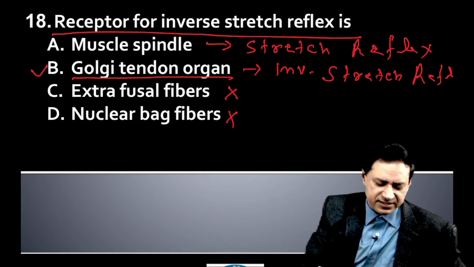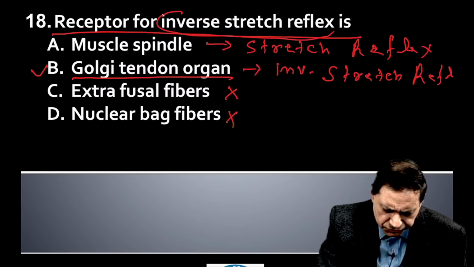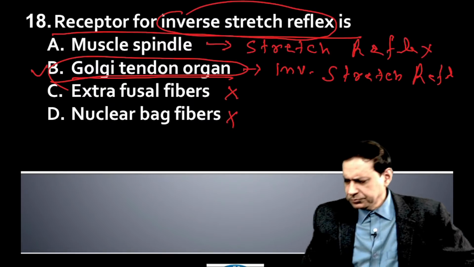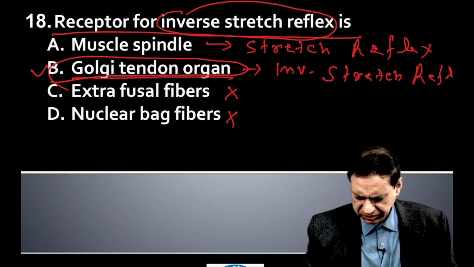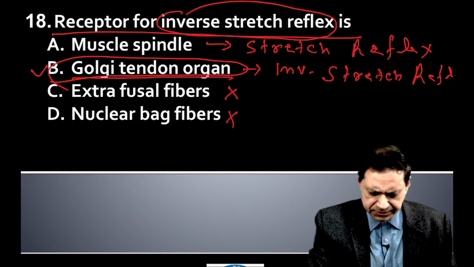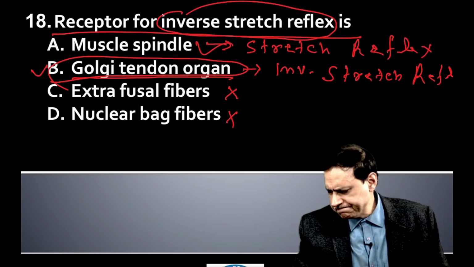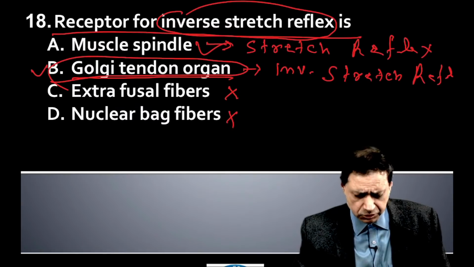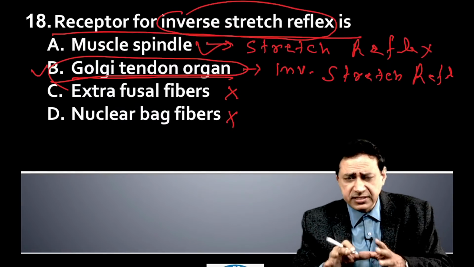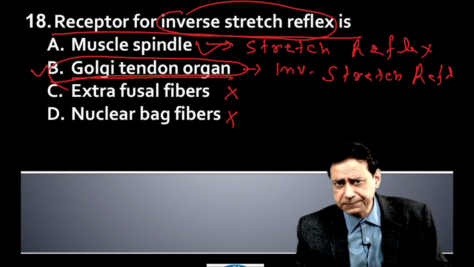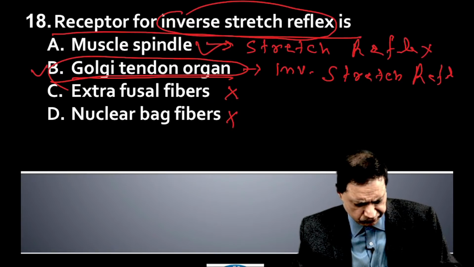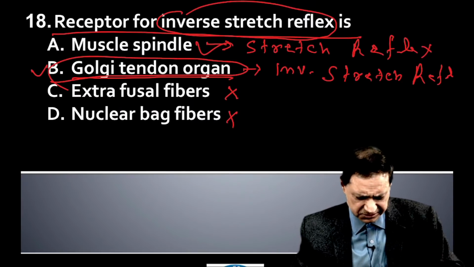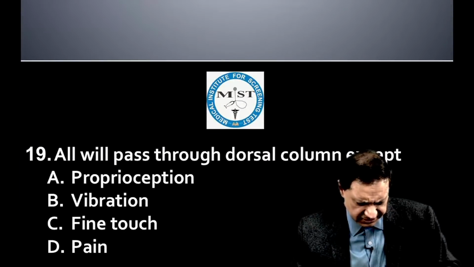For inverse stretch reflex, the receptor is GTO. For stretch reflex, the receptor is spindle, right? This was discussed in much detail in the classes. So many questions are asked from all this stretch reflex and inverse stretch reflex. So many questions. In the CNS, if you know it, you know it. If you don't know, you don't know. Okay? If you know the concept, then you know it.